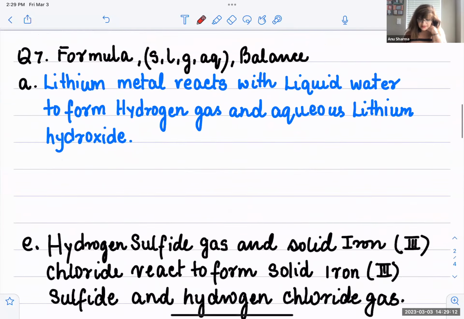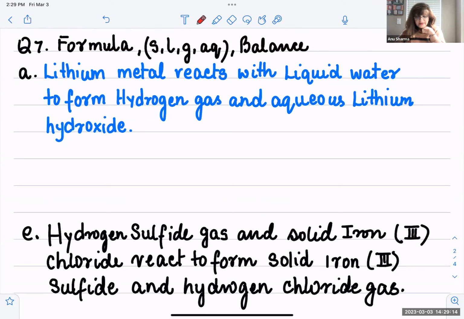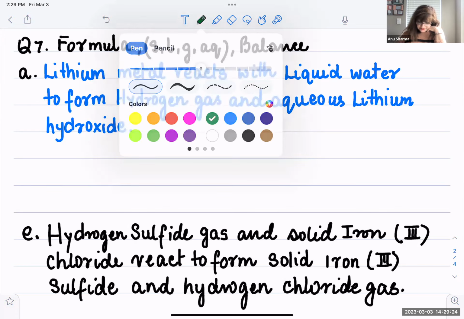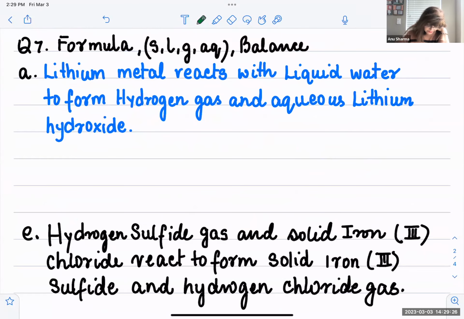All right, now we need to write the formulas. We need to write down the solid, liquid, gas, or aqueous, and then we need to balance. So here you have lithium metal. Lithium metal means lithium, and it's a metal solid, okay? It reacts with liquid water, so reacts with H2O. Water is H2O and it's in a liquid state, to form hydrogen gas.